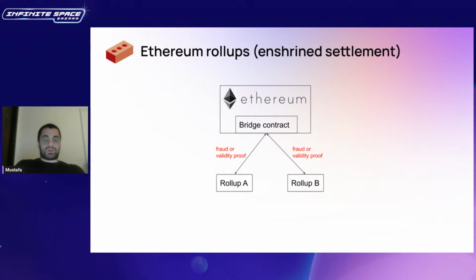So if the sequencer decides to fork a chain, and your rollup is not a sovereign rollup but has enshrined Ethereum as a settlement layer, then the ultimate source of truth will be that bridge contract. So it's the bridge that defines that rollup.